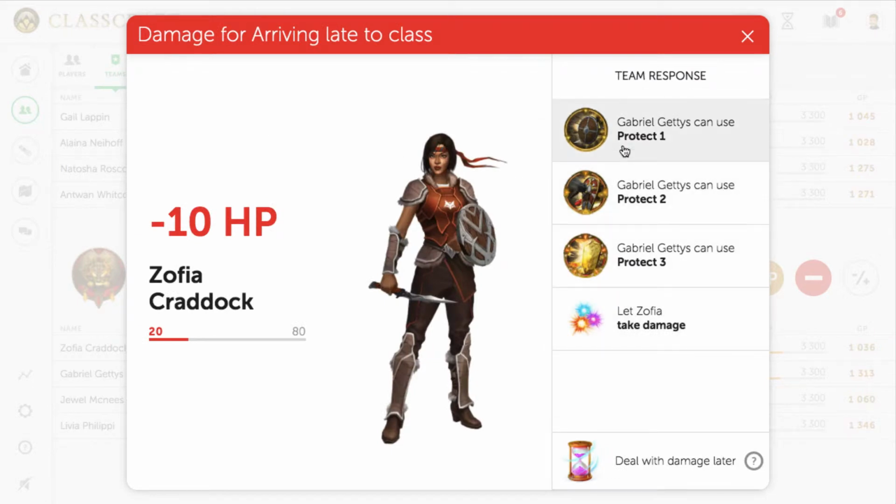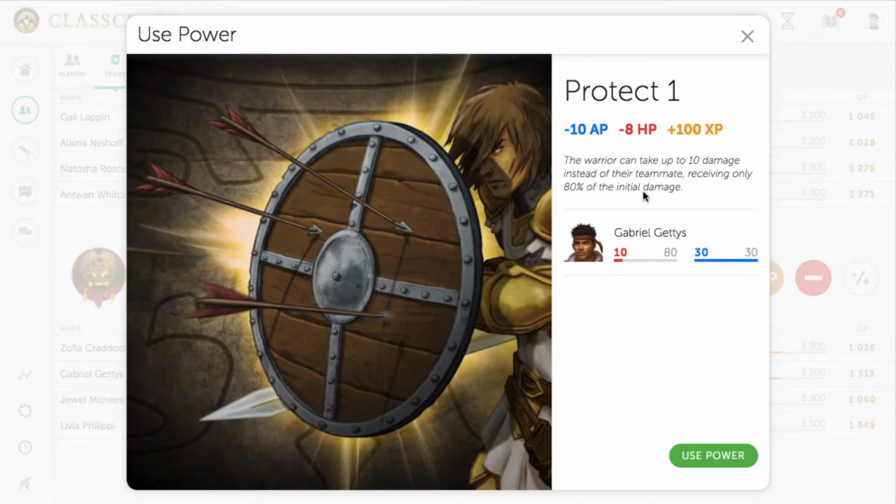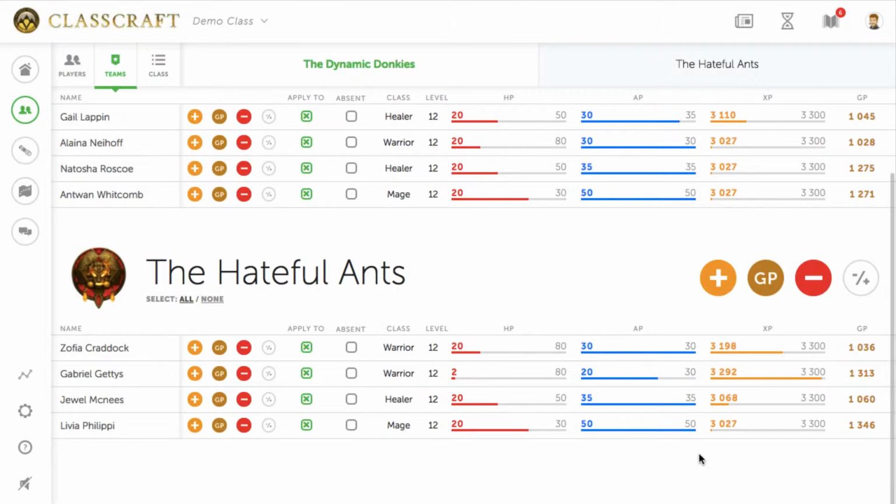And then it looks like the team can respond. So let's say Gabriel is going to use Protect 1, and he's going to lose 8 HP. Okay, so he's really low, but he saves Sophia, so that's great. The teacher is the one that actually intervenes. You ask the student if they want to intervene, and they can say yes or no. Usually they do because they get XP for it. All right, perfect. So they're working on the warm-up now.